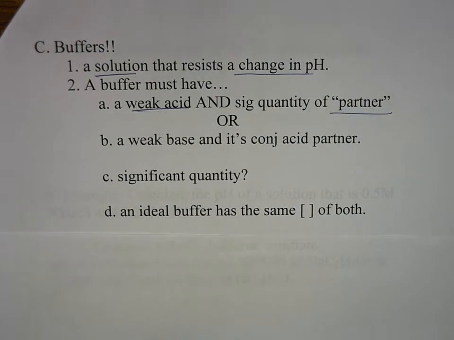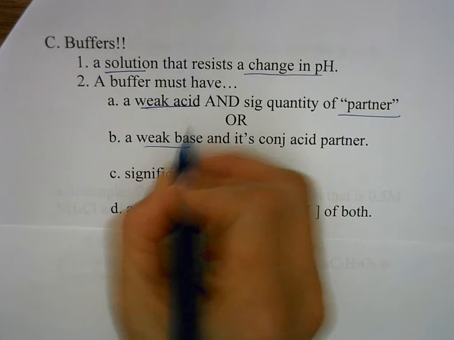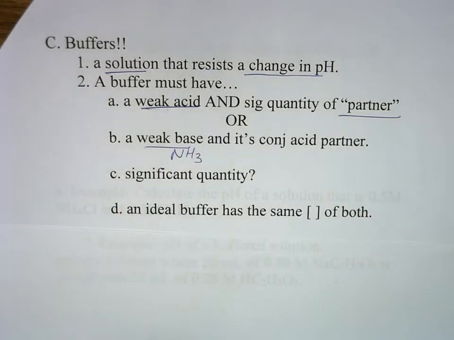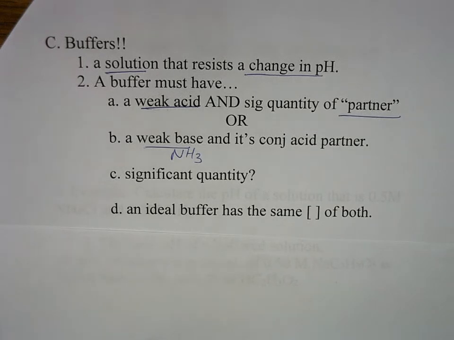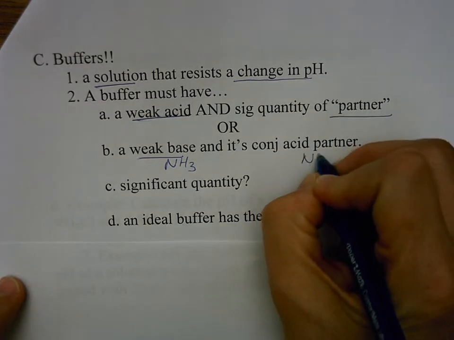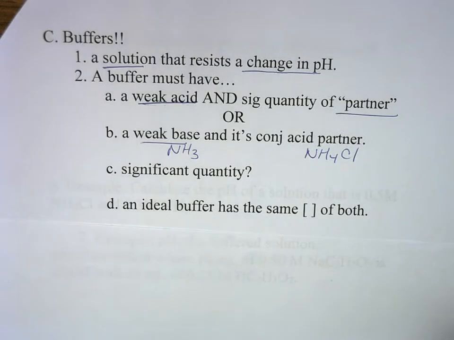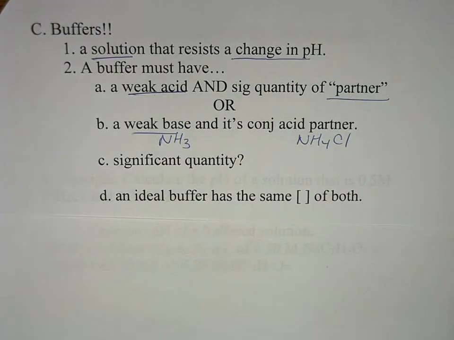Or it could be made with a weak base, like NH3, ammonia, and a conjugate acid partner, which always has to be a salt, so maybe it's ammonium chloride. Okay, so ammonium, NH4 plus, and NH3, those are considered common ions, they're partners.